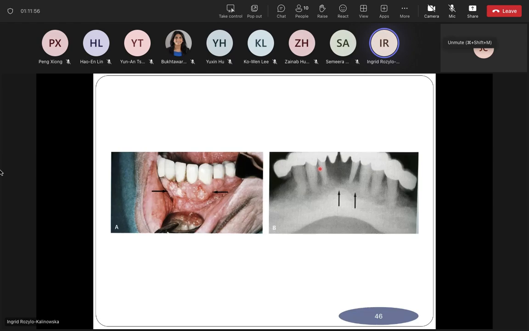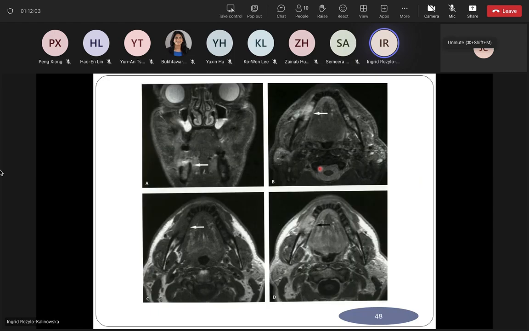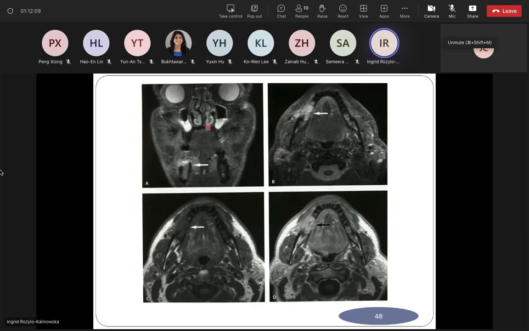And here's medical CT and panoramic radiographs. Maybe I'll come back here. So this is bone destruction and this is soft tissue tumor. So definitely the tumor is much bigger than the lesion in the bone itself.